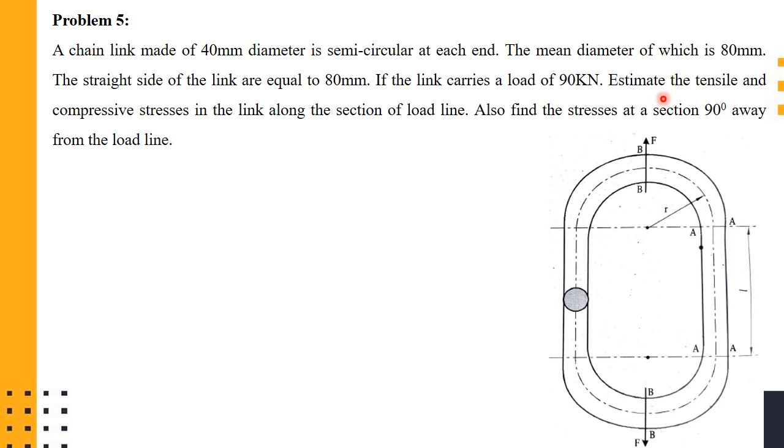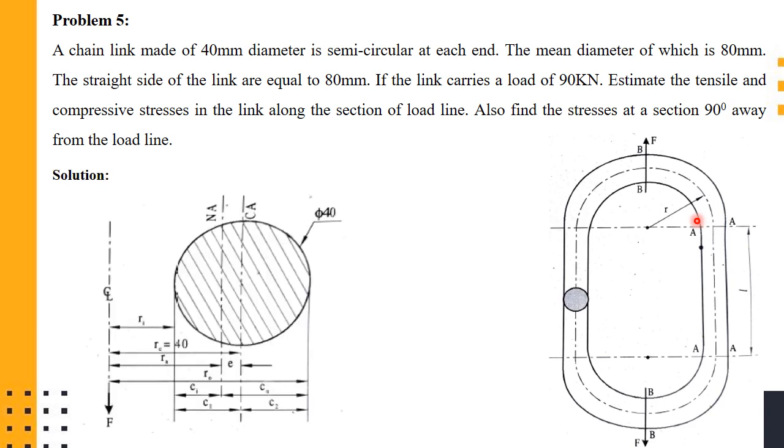along the section of load line. We have to calculate at section BB, which is along the action or section of load line, and also find the stresses at a section 90 degrees away from the load line. So we should also calculate the stresses at section AA. The similar procedure we have to follow as in the case of a closed ring.